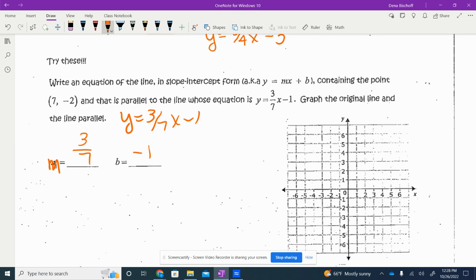Yes. Okay. So I'm writing an equation that's parallel. So what is my parallel slope going to be? Anyone? Parallel slope. That doesn't say 11m. It says parallel m. It's going to be the exact same, 3/7. What point am I using? What point does it tell me to use? 7, -2. Okay.